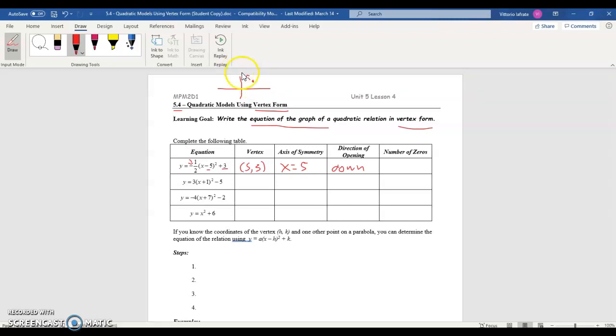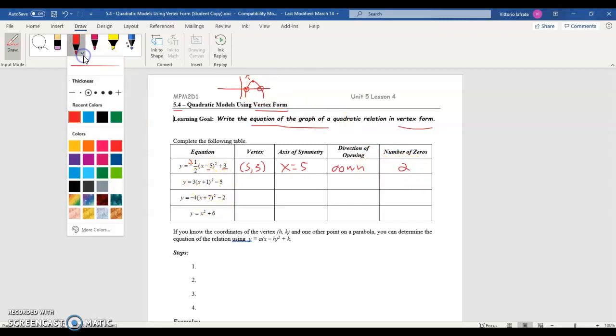If it was going up, it wouldn't be hitting the x-axis because the vertex is above the x-axis, and going up means you're never going to go back down to the x-axis. But in this case, our direction is down. So our vertex is 5, 3, and our parabola opens downward. So that means that it must cross the x-axis, and it's going to do that on both sides. So in a situation like this, we're going to have 2 zeros. Let's take a look at this situation here. Let's choose a different color. Let's do blue.